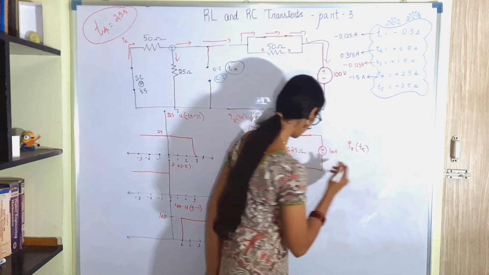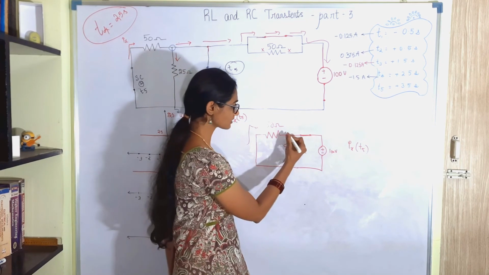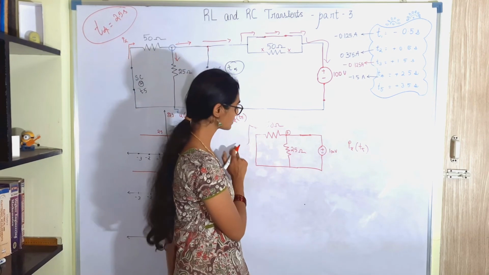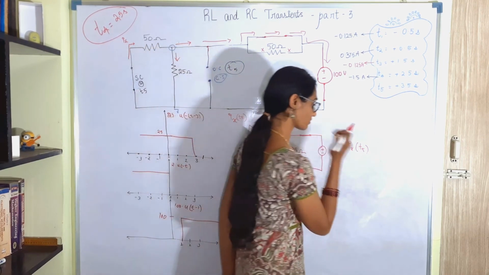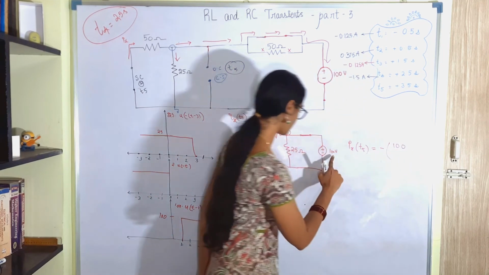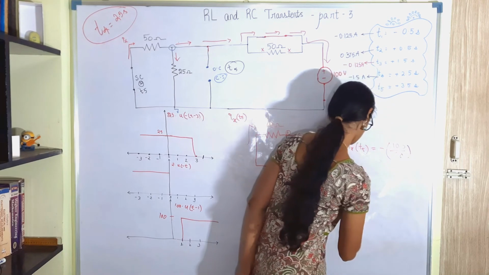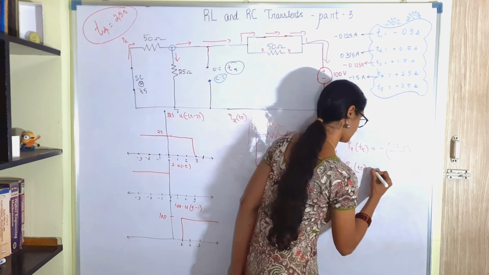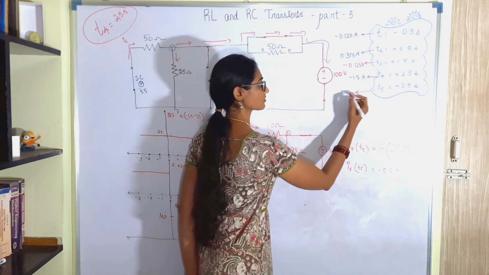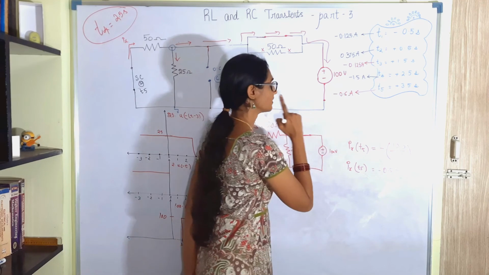Ix of T5 will be the voltage across the ends divided by the resistance. Since this terminal is positive and the current direction is considered from bottom to top, this is negative. So Ix of T5 will be minus of 100 volt divided by 50. So this is minus 0.5 ampere.